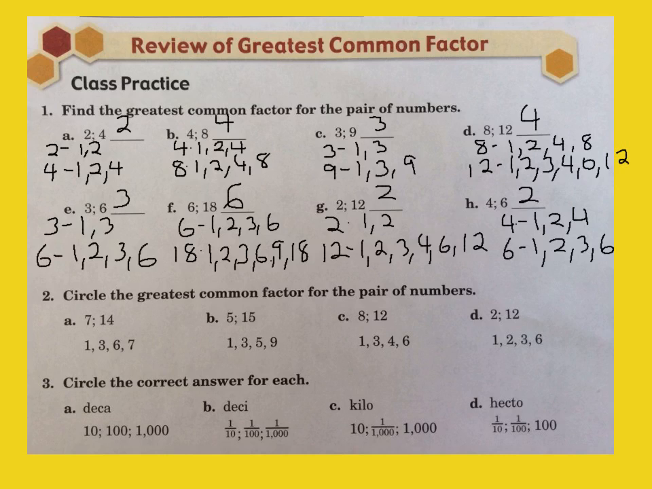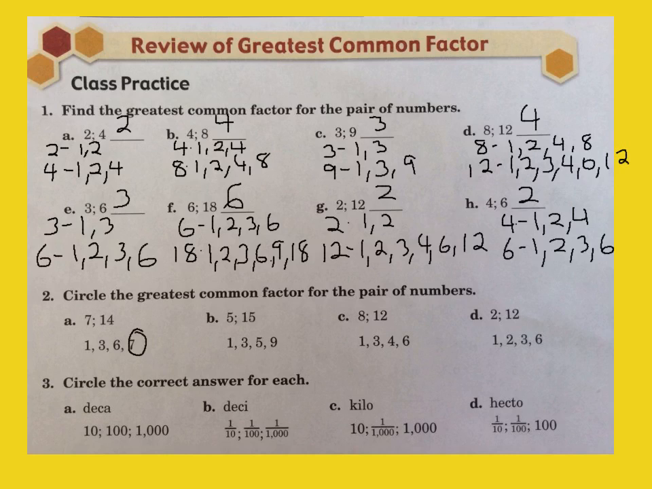Number 2, it's telling us to circle the greatest common factor for the pair of numbers. So what they've done is they've given us the numbers 7 and 14. And then they've written down some numbers down here. We need to decide which one would be the greatest number that goes into both 7 and 14. For this one, 7 goes into 7 and 7 goes into 14, so that is the greatest one.